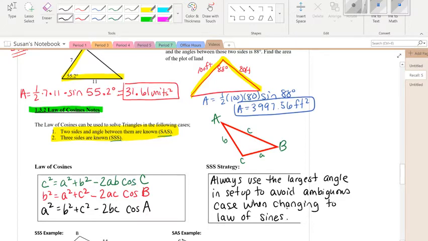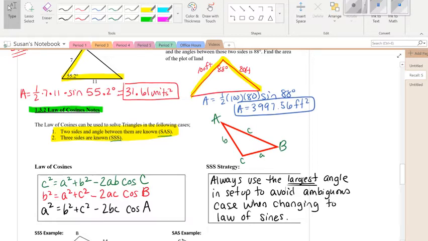So again, we haven't talked about the ambiguous case, but it is an issue. Whenever you're doing the law of cosines, you can then switch over to use the law of sines. But when you do, it's really important that you use the largest angle. Otherwise, you could end up with something that's not correct. So just keep that in mind. That's something that we're going to do as we solve these problems.